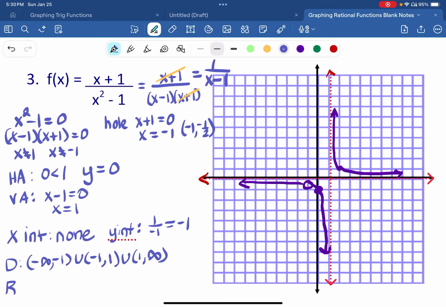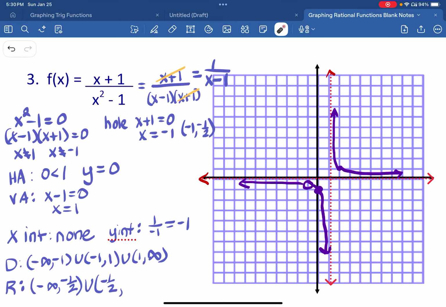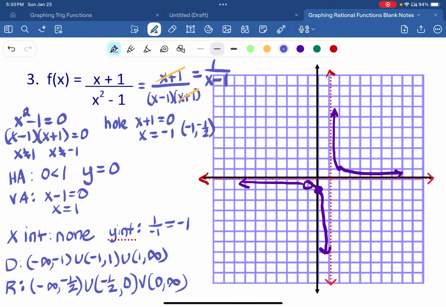And now for the range. It comes from -infinity, it comes up, and it skips this y value, which is -1/2. So that would be -infinity to -1/2, unioned with -1/2, and then once it hits this and skips that, it goes up and gets close to the x-axis without touching it, so that would be a y value of 0, and then unioned with 0 to infinity. And there you have it, and that is the range.